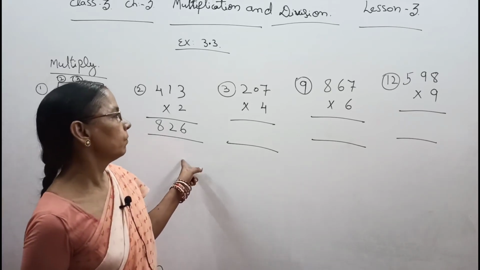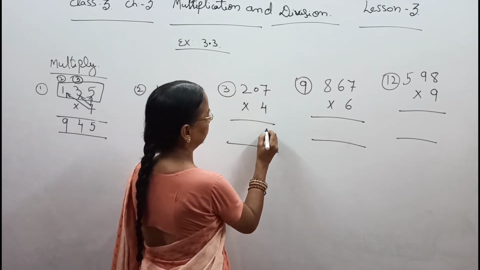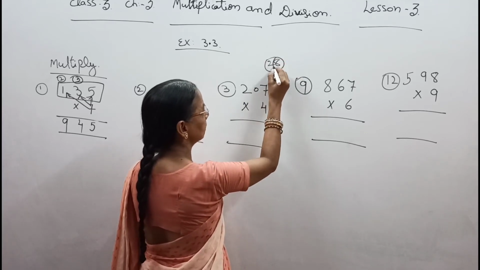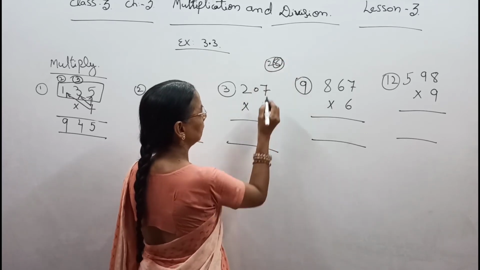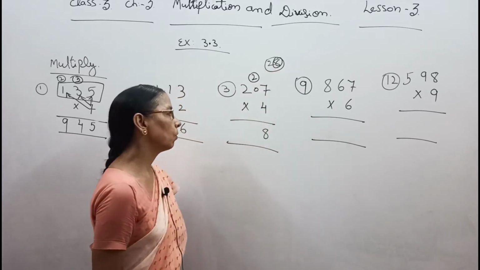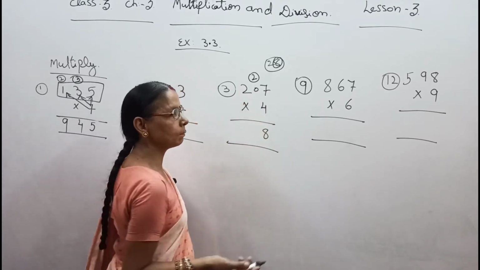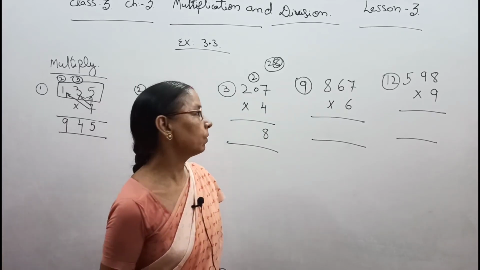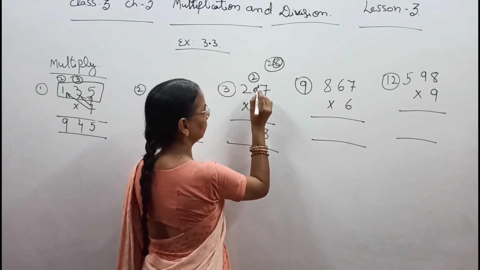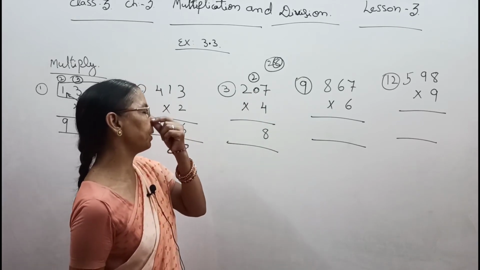In the same way we have to multiply all these sums, that is 4 7s are 28. 28 means one number, 8, will come here, and 2 will be carried. Now it is 0, here it is 4. 4 into 0, whatever number we multiply with 0, the result will be 0 automatically. If we multiply any number with 0, the result will be 0.